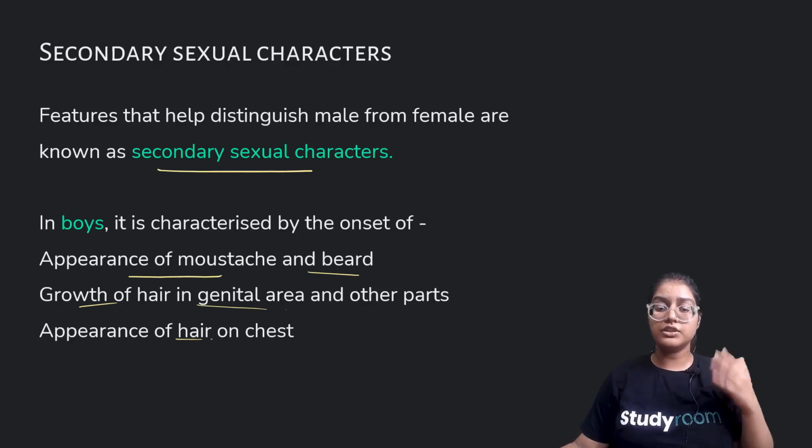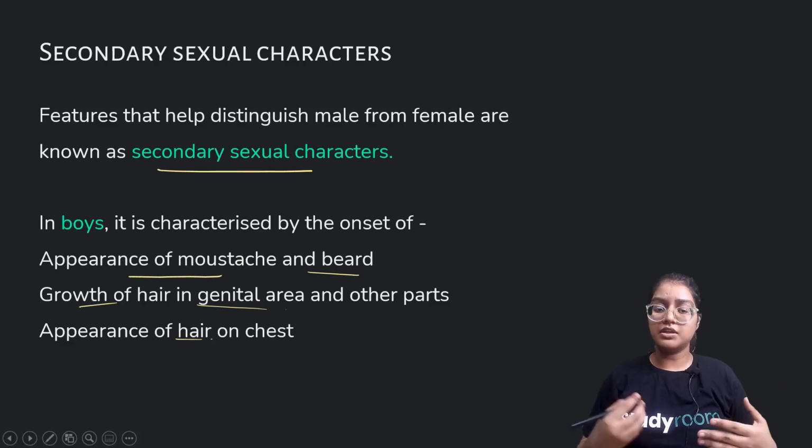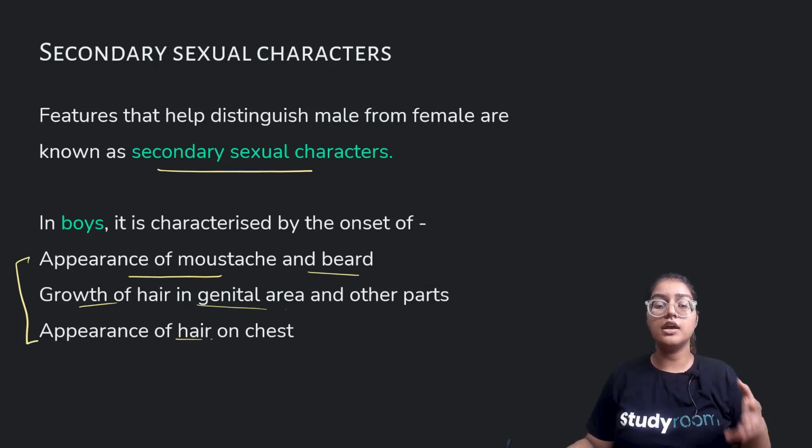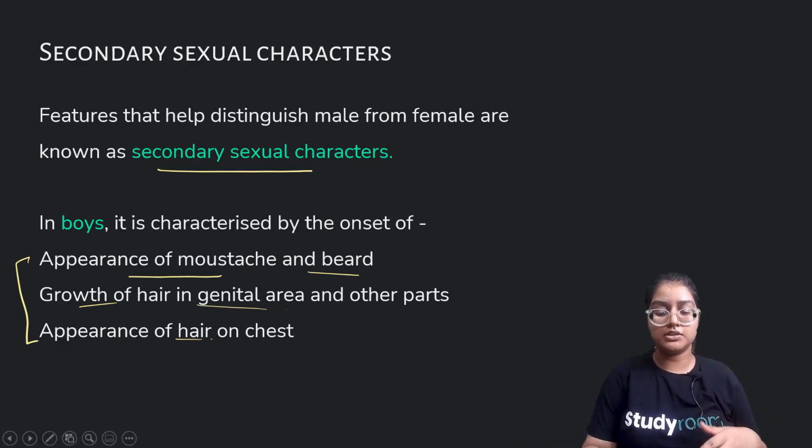Those features which distinguish male from female, and they can be physical factors or any sort of factors. For example, in boys it is characterized by the onset of appearance of mustache and beard, or growth of hair in genital areas or other parts, like hair on the chest. So this particular feature helps us distinguish males from females. So these three examples are secondary sexual characters. So what are secondary sexual characters? Features that distinguish male from female.